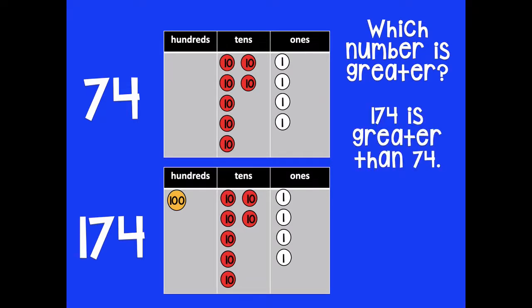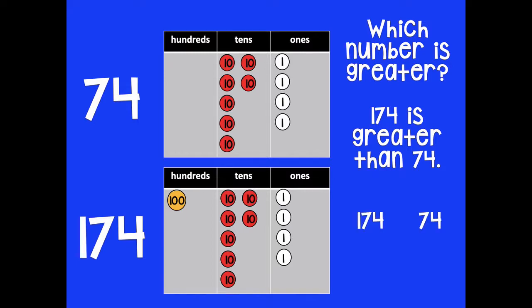174 is greater than 74. You're right. Okay, we know that because when we're comparing numbers, we are looking in the largest place value first, and that's the hundreds place. So when I look here in my hundreds place, this number has 0 hundreds, and this one has 100. I can already tell without looking at the tens or ones that 174 is going to be the greater number.